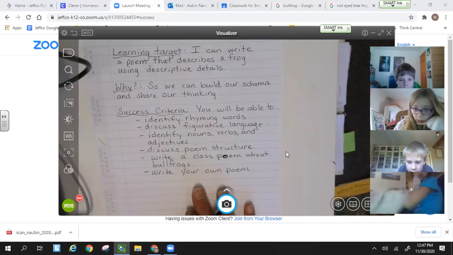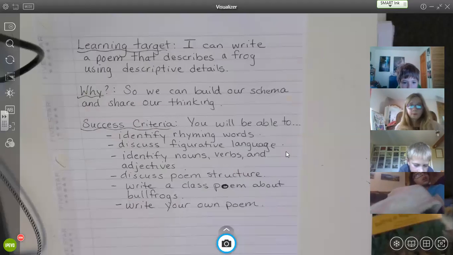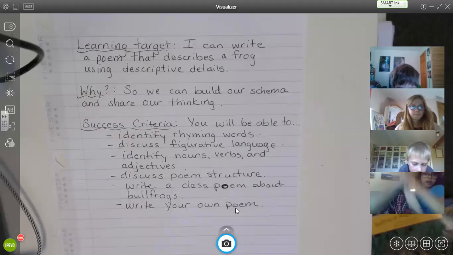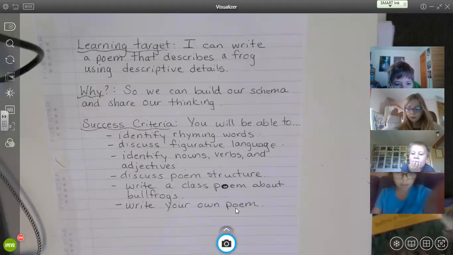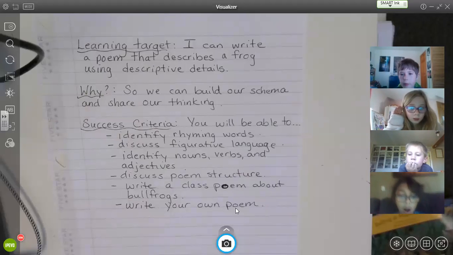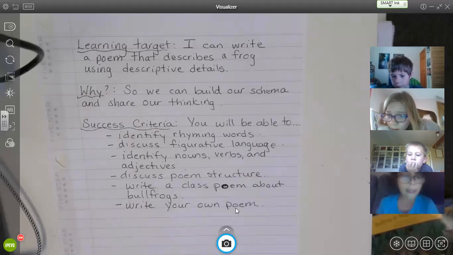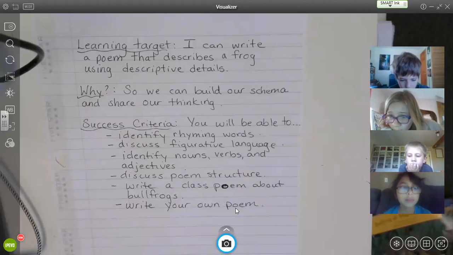Why are we doing this? So that, oh good, we have Abby. We can build our schema about frogs and poetry, and also so we can share our thinking and you entertain people with poetry, right? So here's your success criteria.